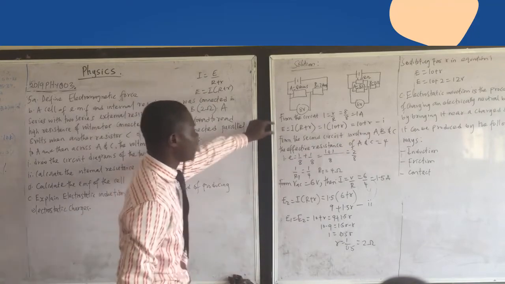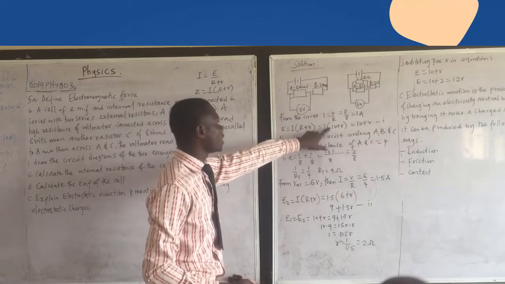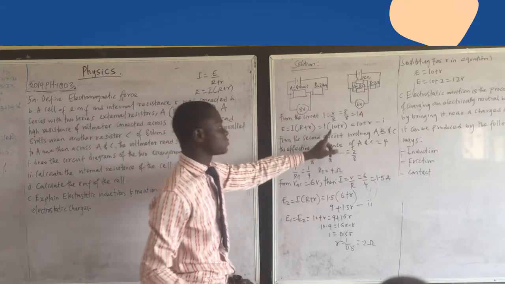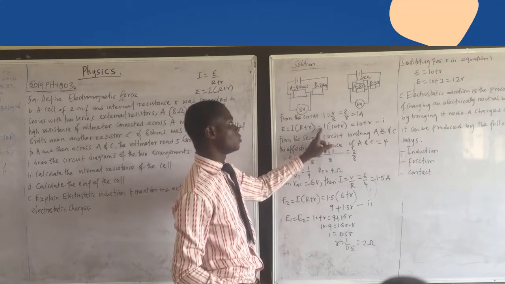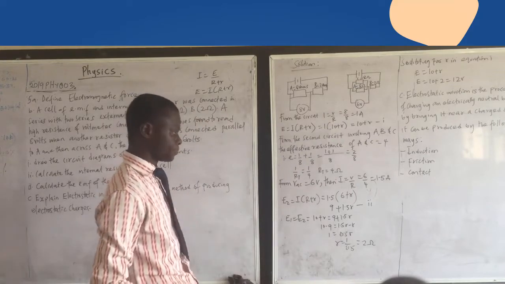So coming back to the formula, E is equal to I into R plus r. Your I is already 1. Your R is the two resistors connected in series, 8 plus 2, that gives us 10, plus r. So 1 times 10 plus r, E equals 10 plus r. So that's why I tag it as equation 1.